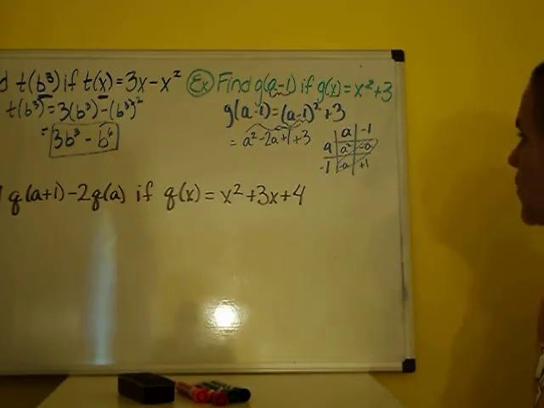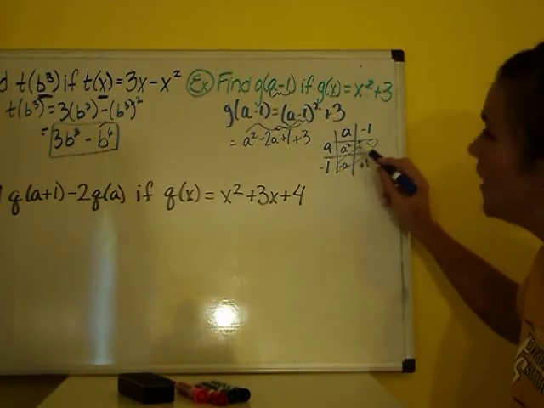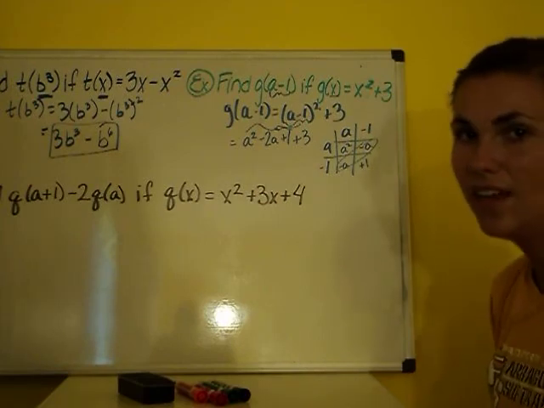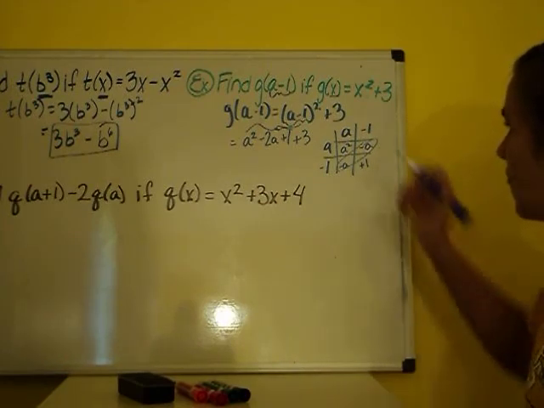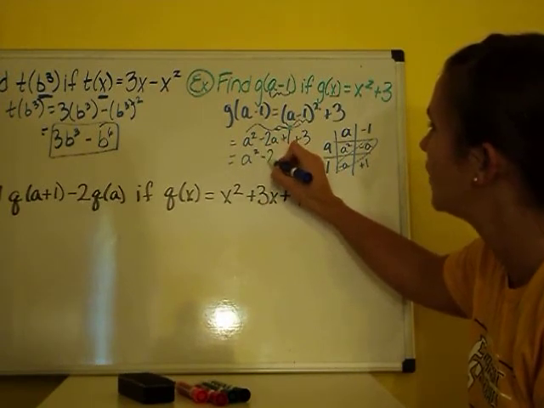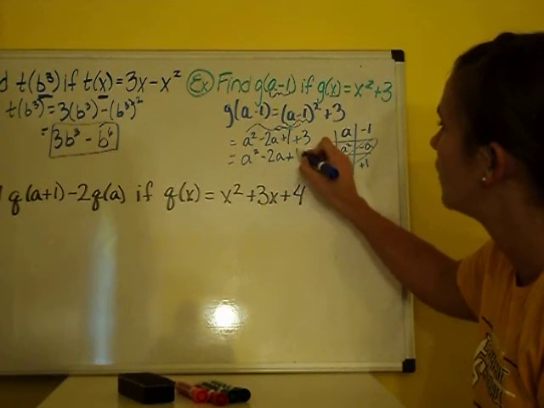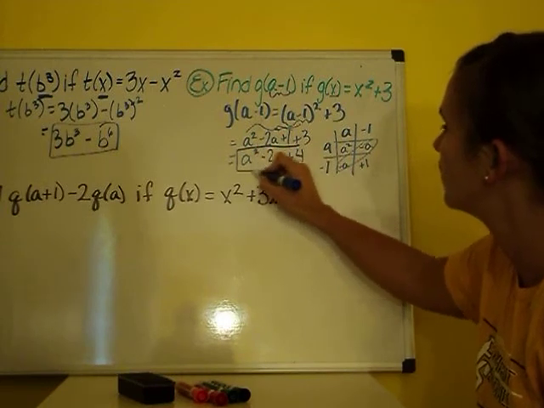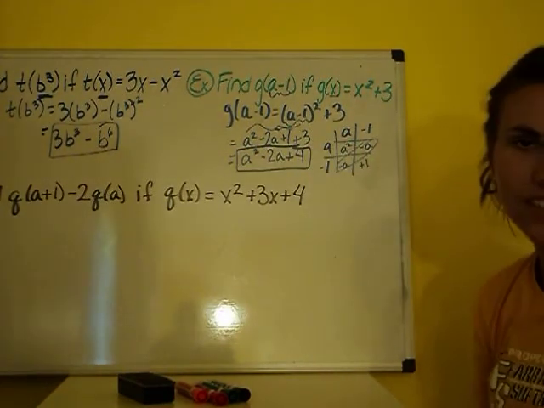The a squared minus 2a plus 1. These ones do not cancel. Negative a plus a negative a is negative 2a. And then we just finish by combining like terms, so we will have a squared minus 2a plus 4. And that is our answer.